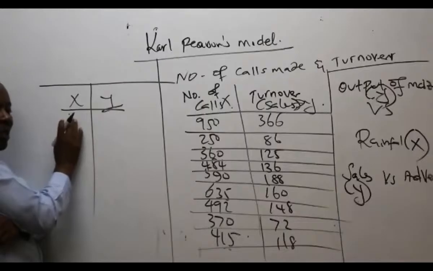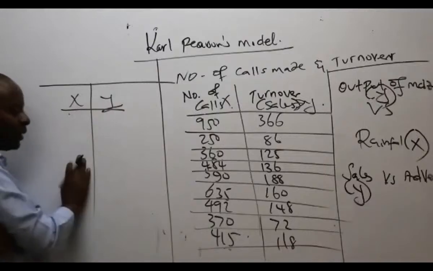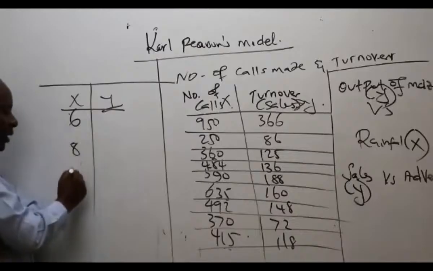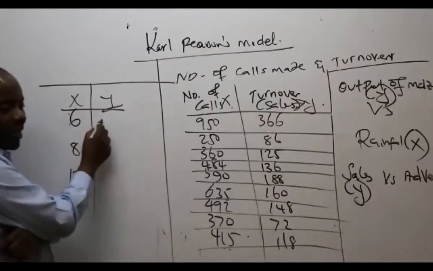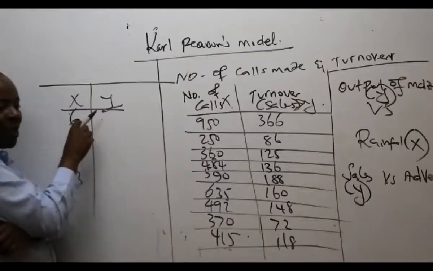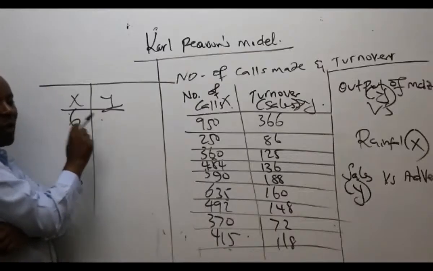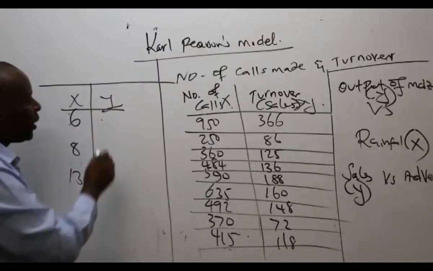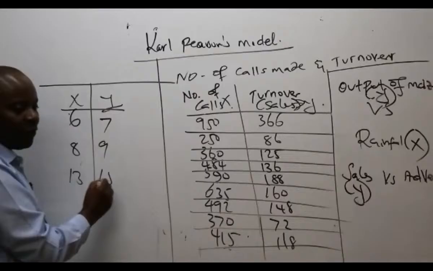No, I don't want the summations. I want the individuals. I want the individual items. Was it 6, 8 something? 6, 8, 13. How about summation of Y? Not summation, but the Y parameters, the Y metrics. So it becomes 7, 9, 15.